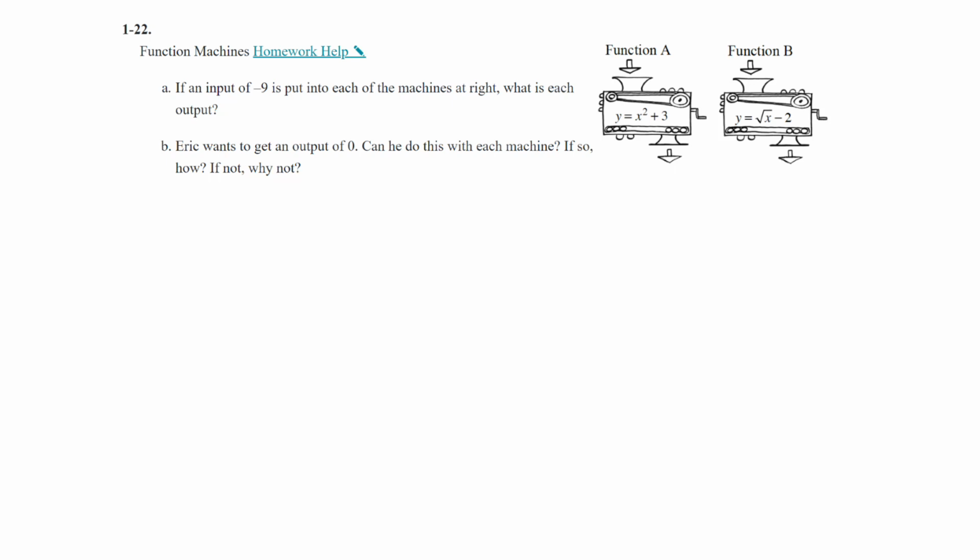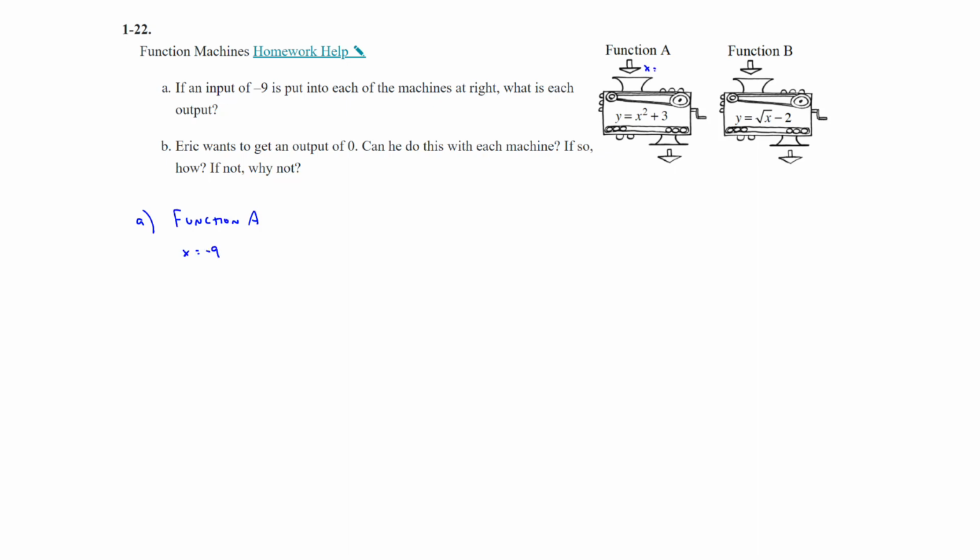Function machines. Question 22. If an input of -9 is put into each of the machines to the right, what is each output? So on part A, we're going to use both machines, and we're going to just do one for each of them. So for function A, we're going to plug in an input, so I'm going to say x is equal to -9, and we're going to plug that in to function A.